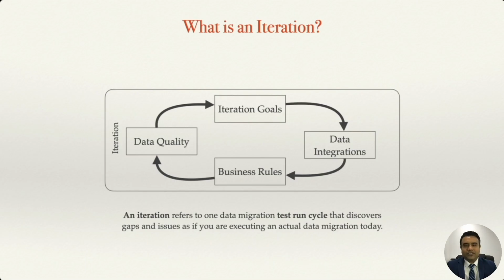In the data migration context, an iteration refers to one data migration test run cycle that discovers gaps and issues as if you are executing an actual data migration today. An iteration begins with preparing the source system for data extraction, extracting the legacy data, transforming it to fit the target data structures, and loading the transformed legacy data into the new system.